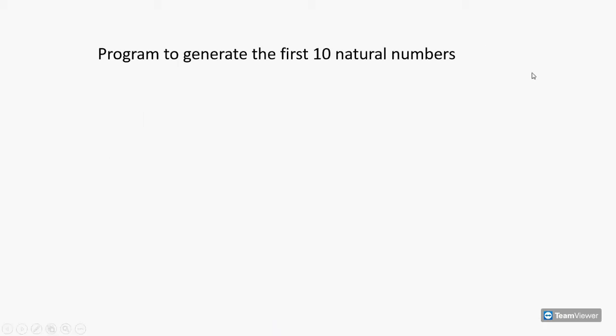So let us now work on the program to generate the first 10 natural numbers. Here we will be using the for loop and the range function. To generate the numbers 1 to 10 using the range function, we'll have to give the arguments as 1, 11. And inside the for loop, we'll give a print statement as print(i). This is the program for generating the first 10 natural numbers.